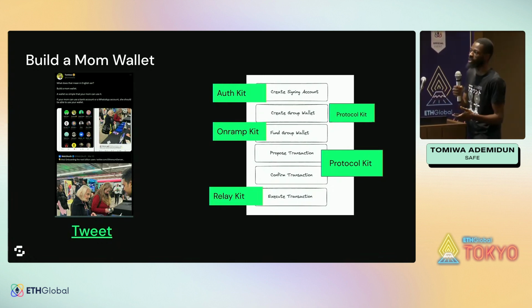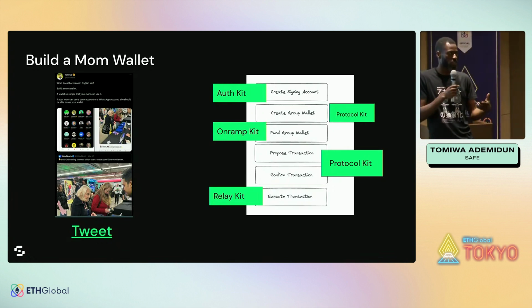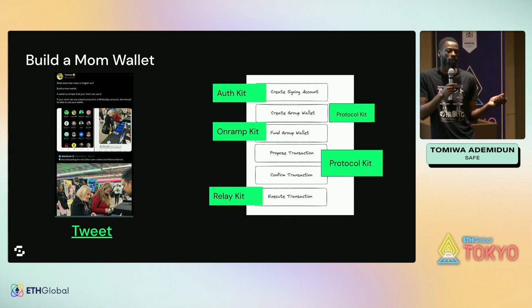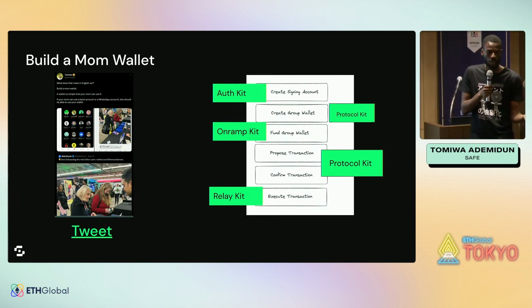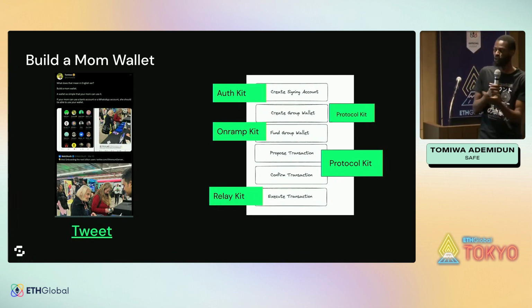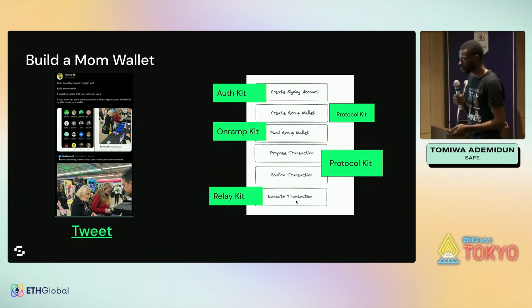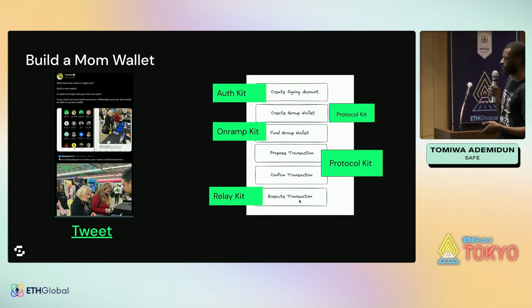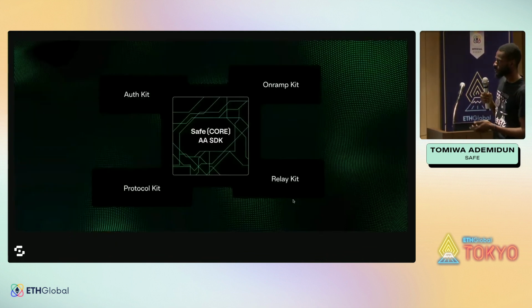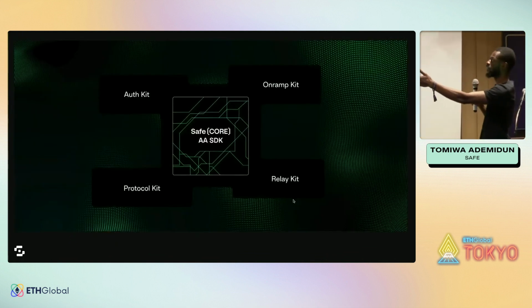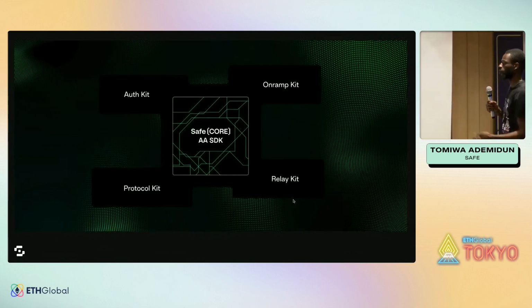So every single thing that your mom, or you, would have to learn to use a Web3 app has been abstracted away. If you can use a bank account, a WhatsApp account, or a Facebook account, you can use a Web3 blockchain. So it's like Web2 UX with Web3 tech. Let's dive into a bit more detail on how that works. We're going to talk about the Auth Kit for authenticating ourselves, the On-Ramp Kit, and then the Relay Kit.